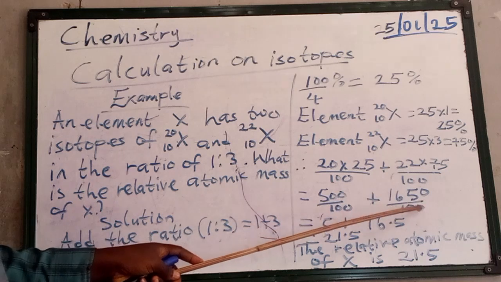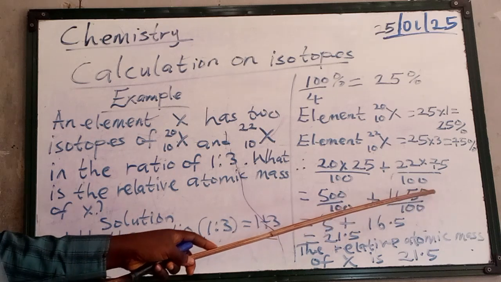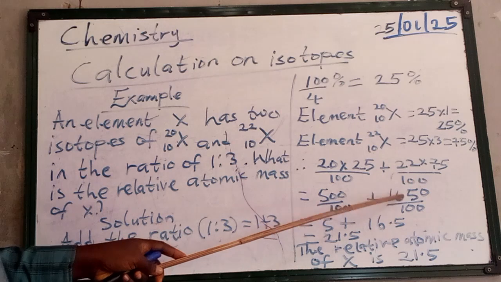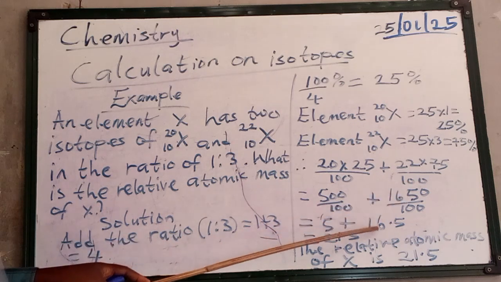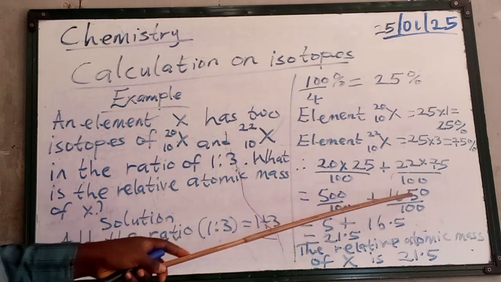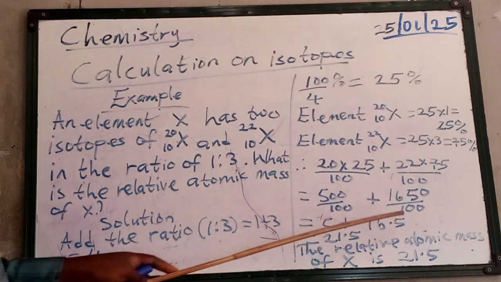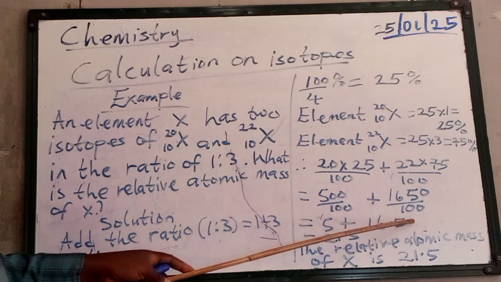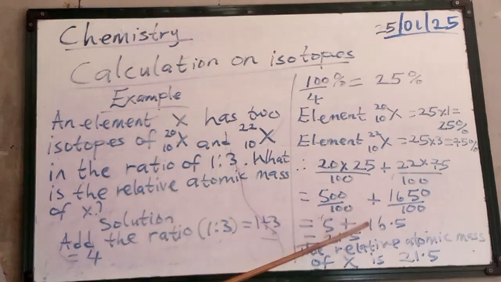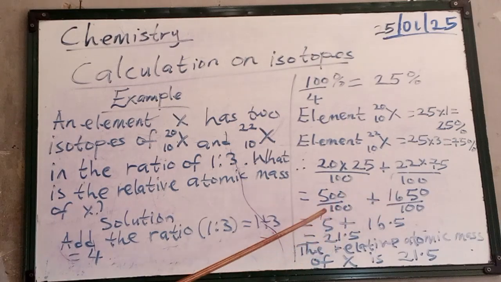Because if you look at it here, this 100 has two zeros. Then count backwards 1, 2. The decimal point will stay here. That's how we got this 16.5. And you know that any zero that comes after the last number is not significant. That's why the zero is not included here. But if you like, you can put it, but it's still not significant. So from there, you are going to have 5 plus 16.